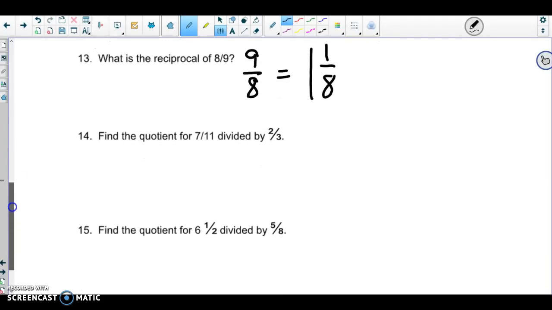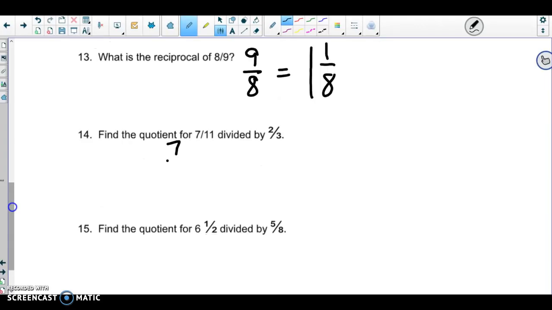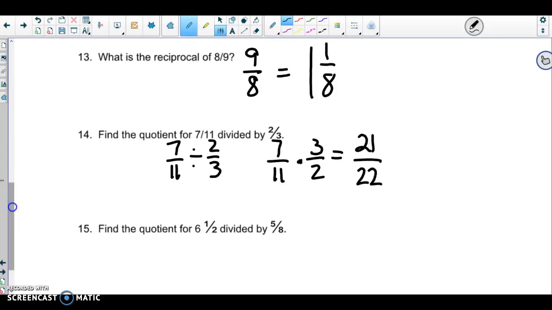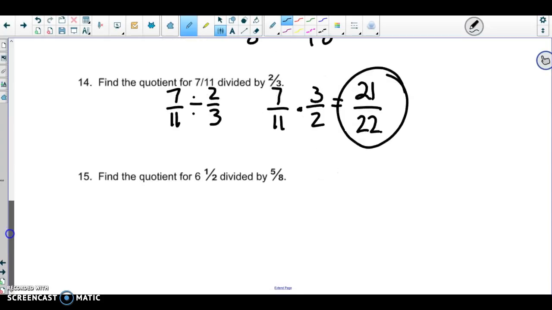Find the quotient for 7/11 divided by 2/3. So I'm going to use my reciprocal. So I've got 7/11 times 3 over 2. Well, look at that. There's nothing that will divide evenly, so I've just got to multiply straight across, which is going to be 21 over 22. That's my answer. We're simplified. That's all we need to do.